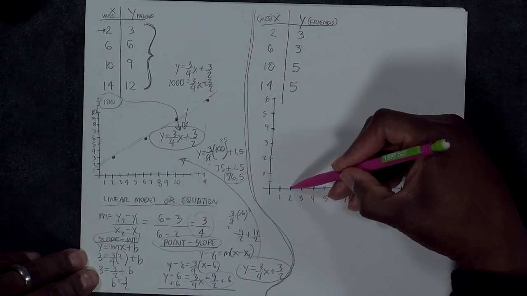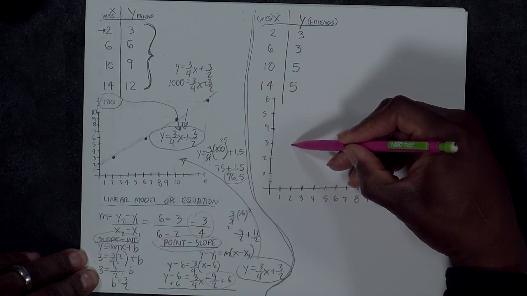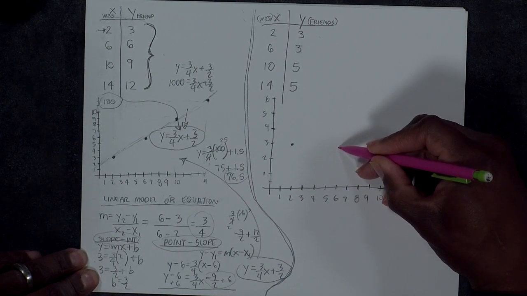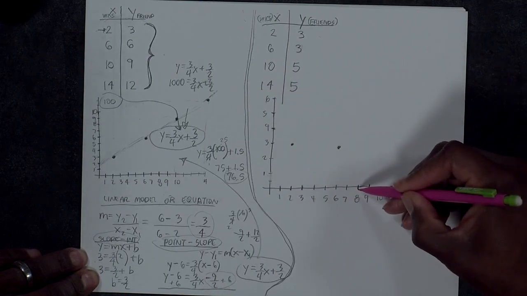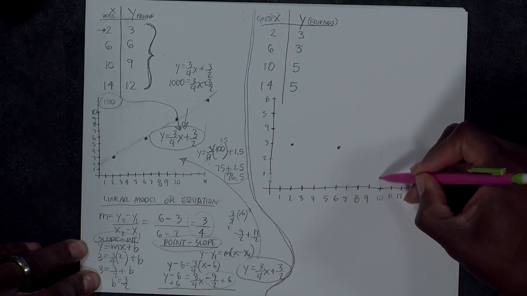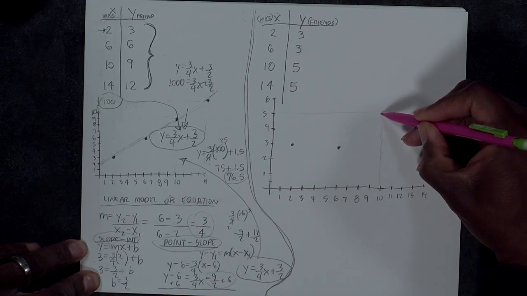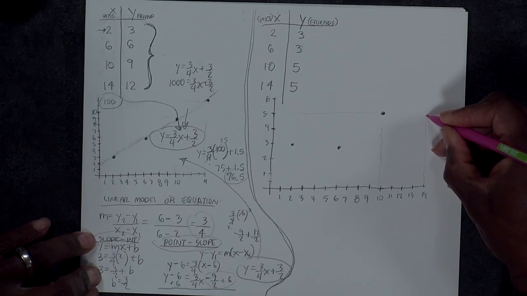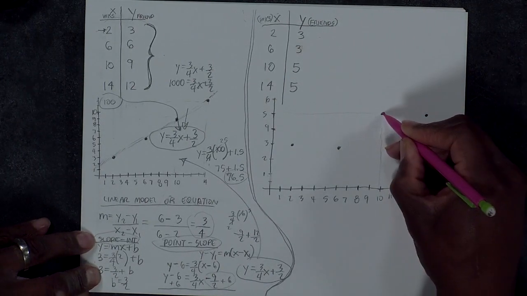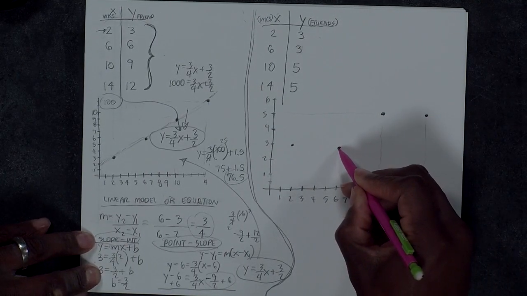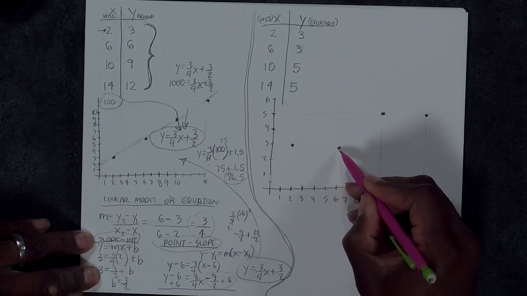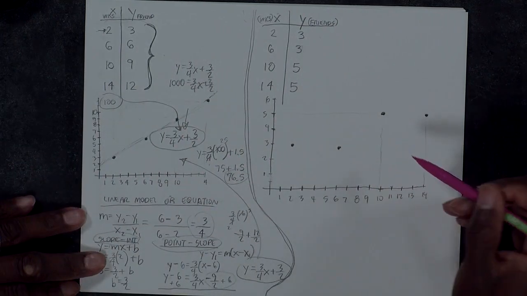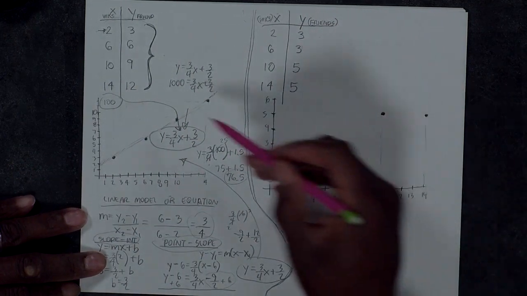After 2 weeks, let's say we have 3 friends. After 6 weeks, we have the same number of friends. After 10 weeks, we have 5 friends. And after 14 weeks, we have 5 friends. So now we have a situation where it's not exact. You're not increasing it at the exact same amount like you are here.